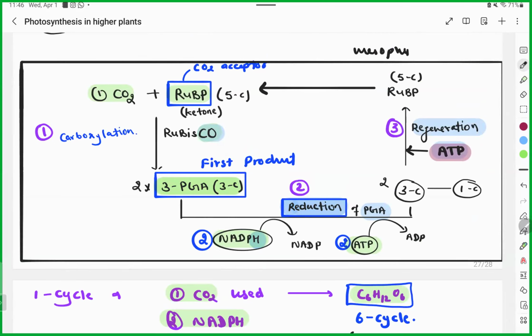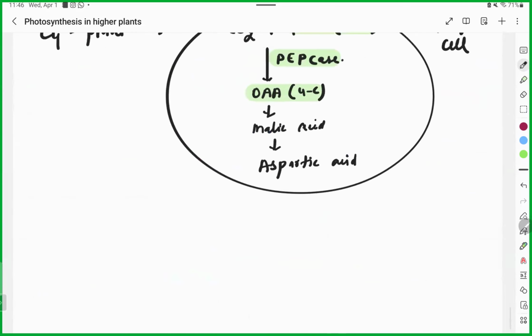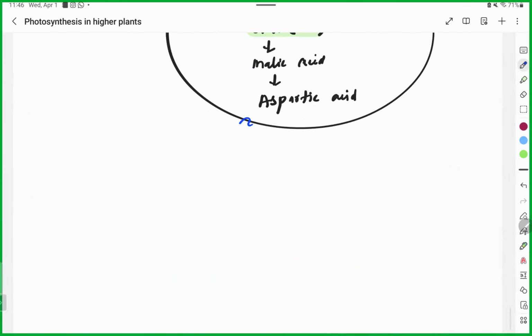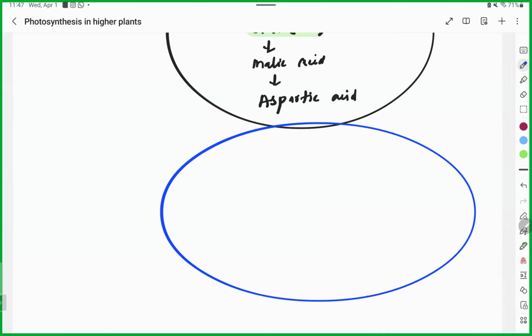Mesophyll cell. Correct. But there are special cells in case of C4 plants. You will have bundle sheath cells. In the bundle sheath cell, there is a connection between the mesophyll and the bundle sheath cell. Like this. So this is connected.